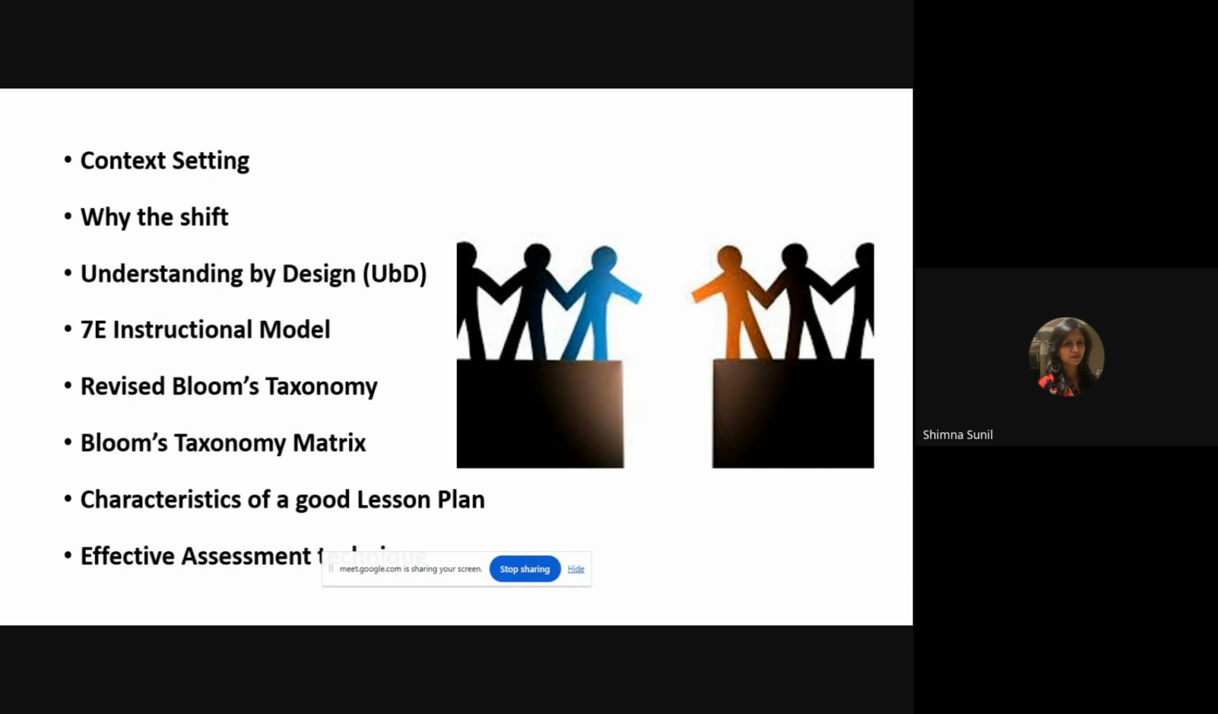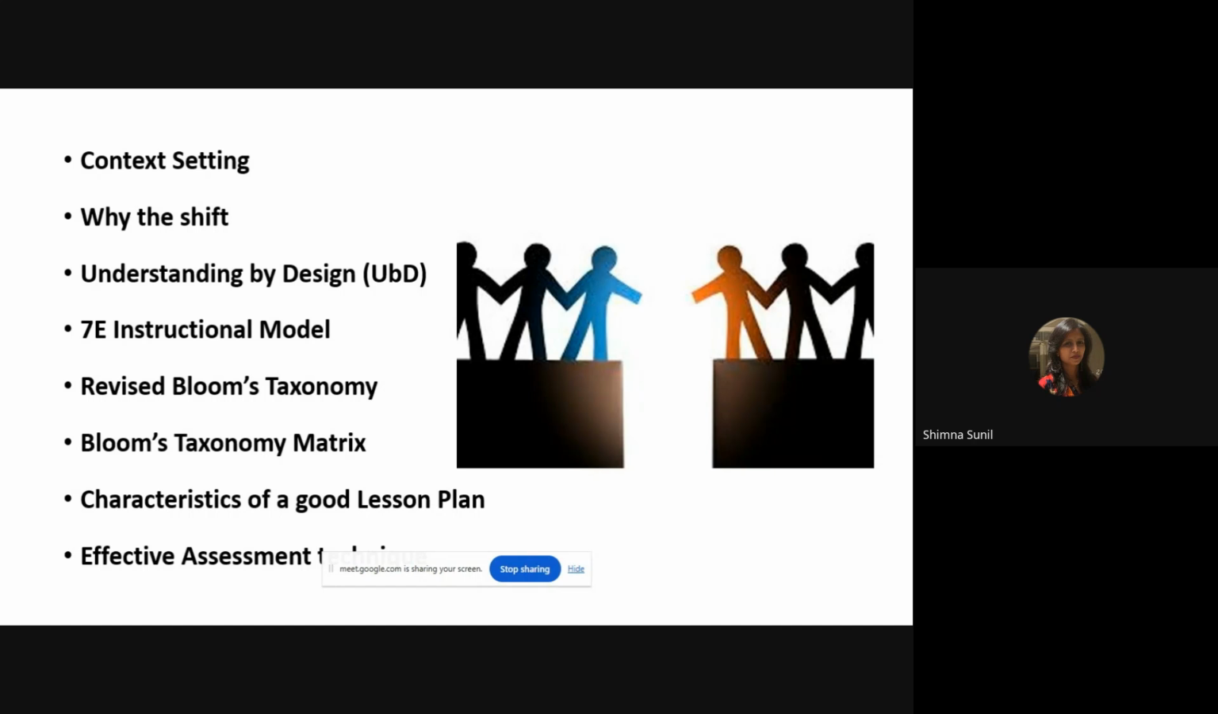Initially, we will talk about why the shift, why there is a need for Bloom's taxonomy, why there is a need for this kind of discussion, and why we need to plan our lessons in a very systematic and organized way, and in what way we have to develop our assessments. That context setting will happen in the first few slides. We will discuss why the shift, where is the requirement, why suddenly all are talking about this pedagogical shift that we need in our teaching profession.